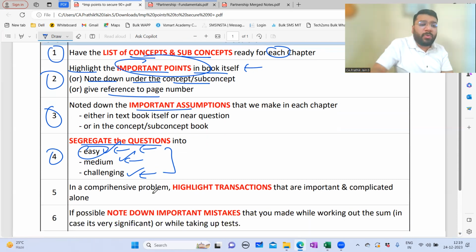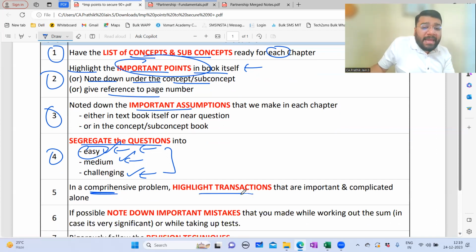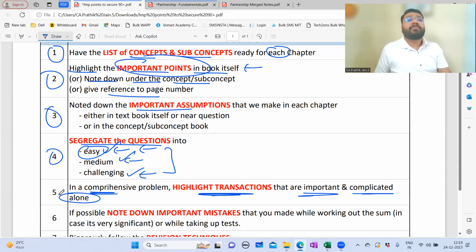So the next point is what? In the comprehensive problem, highlight the transactions that are important and complicated alone. I made the same statement in the 11th standard for all of you. When you did BRS, in all the questions, 70% transactions were similar, but 30% transactions in each question were unique. So I told you to highlight those 30% alone and revise it before the exam. Same way here, wherever you come across a unique transaction in a full-fledged question, highlight that and keep it.